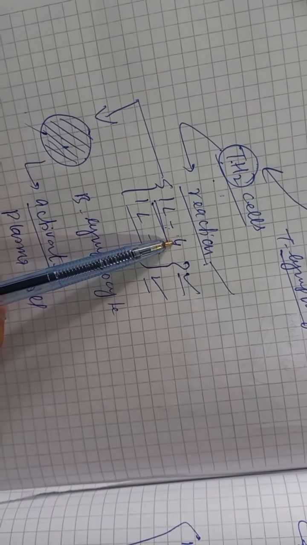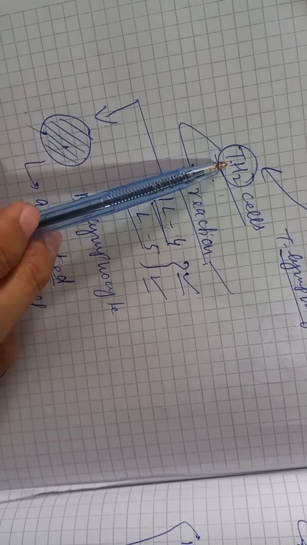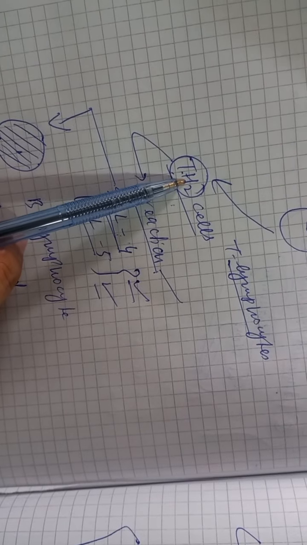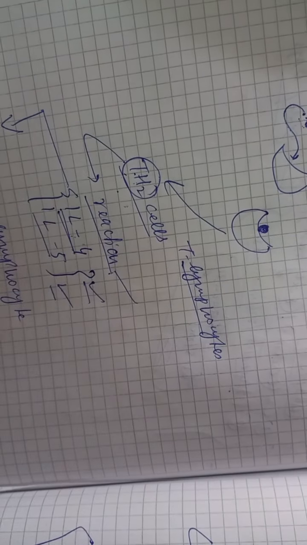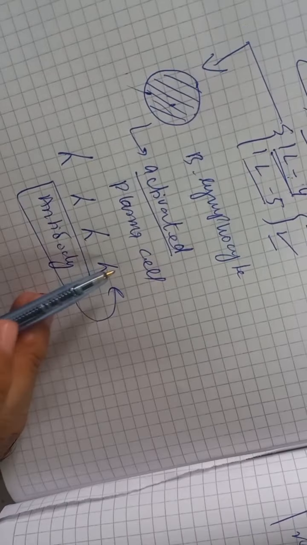And how was interleukin 4 produced? Interleukin 4 was produced by T helper 2 cell. And how did T helper 2 cell produce interleukin 4? Upon exposure to some pollen grain or some allergen. That is simple, right? Now what does this antibody do?